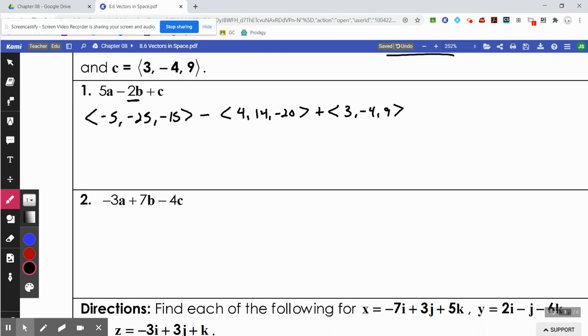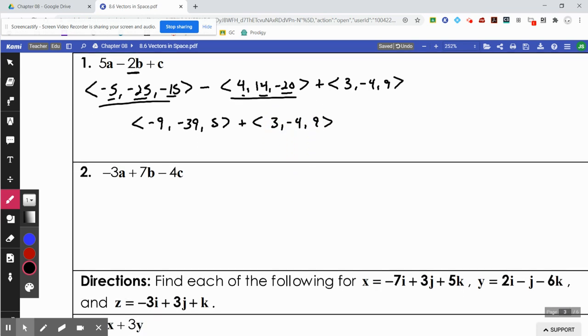Now, how do you add and subtract vectors? Okay, to subtract vectors, you simply subtract components. So this first vector minus the second vector is going to be negative 5 minus 4, which is negative 9. Negative 25 minus 14, which is negative 39, and negative 15 minus negative 20 will be negative 15 plus 20, which is 5. And then we're going to add vector c, which is 3, negative 4, and 9. To add two vectors, simply add their corresponding components. Negative 9 and 3 gives you negative 6. Negative 39 and negative 4 gives you negative 43. And 5 and 9 gives you 14. And there is your final answer.